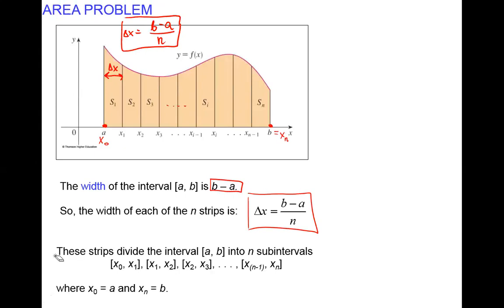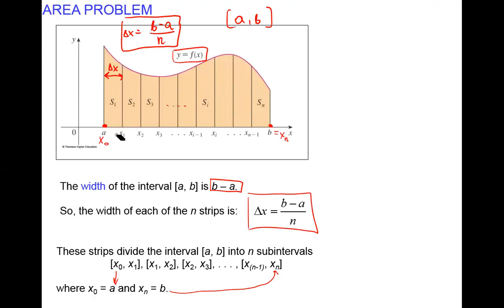Now, each sub-interval has endpoints: x sub 0, x sub 1, x sub 1, x sub 2, and so on. This is the beginning, and that's the end. What will normally be given? We will always have A and B, and of course the formula of the function. That's not a problem. And now we remember picking the left or the right-hand side.